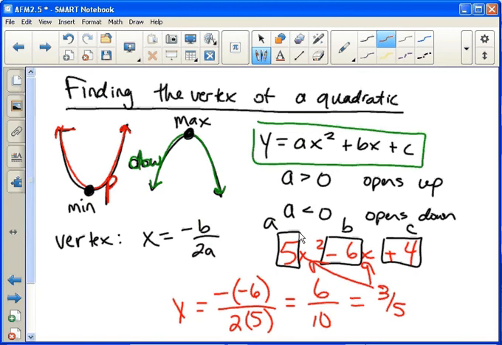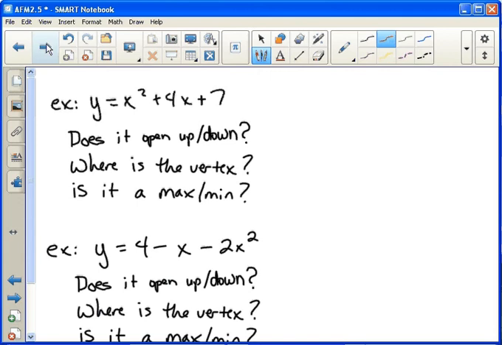Let's go ahead and do that with the next example. It says y equals x squared plus 4x plus 7. First of all, we ask ourselves, does this open up or down? Again, the key is the x squared. You look and see, is it positive or negative? Since the x squared has a positive number in front, there's an understood positive 1, so it opens up. I'm just going to draw that over here so we can get a visual on what that would be like.